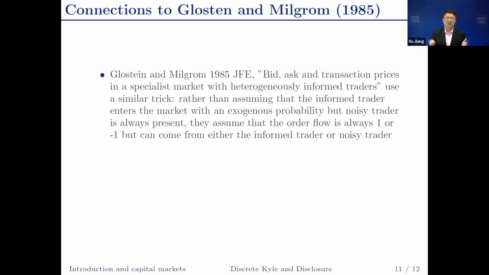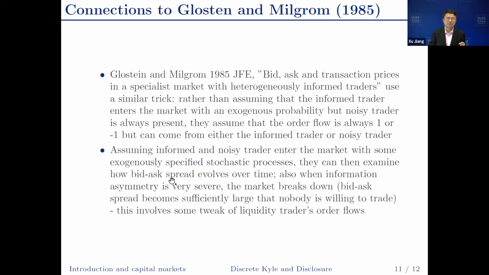In our model, we assume that the informed trader enters the market with some exogenous probability, but the noise trader is always present. They assume that the order flow is always 1 or -1. However, it can come from either the informed trader or the noise trader. It just means either the informed trader is present or the noise trader is present. And the informed trader either places order flow 1 or -1, depending on their information. But the noise trader places 1 or -1 randomly. And they assume that informed and noise traders enter the market with some exogenously specified process. Their focus is on how the bid-ask spread evolves over time.